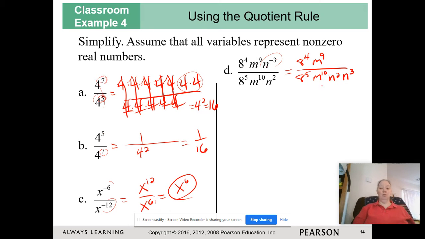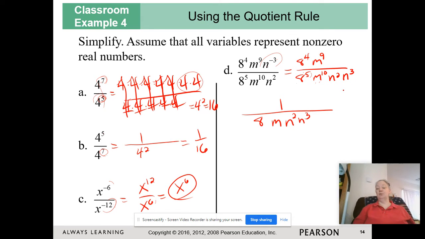Now we're going to use the quotient rule. Okay, we're going to ask ourselves, how many pairs of 8s can we cancel? Well, I can cancel 4 of them, and I have 1 left in the bottom. I can cancel 9 m's, and I'm left with 1 m in the bottom. I can't do this rule yet because one step, one rule. Nothing left in top, we're going to put a 1. So we did the quotient rule here.